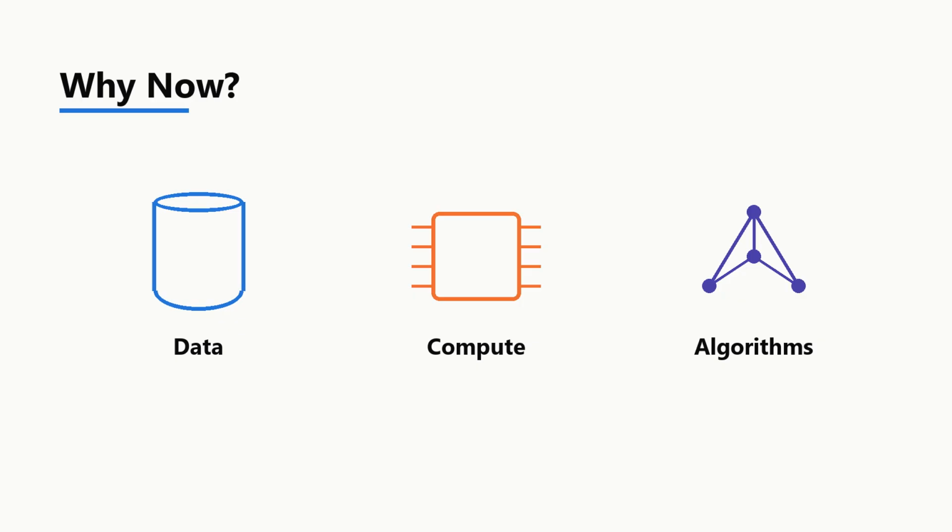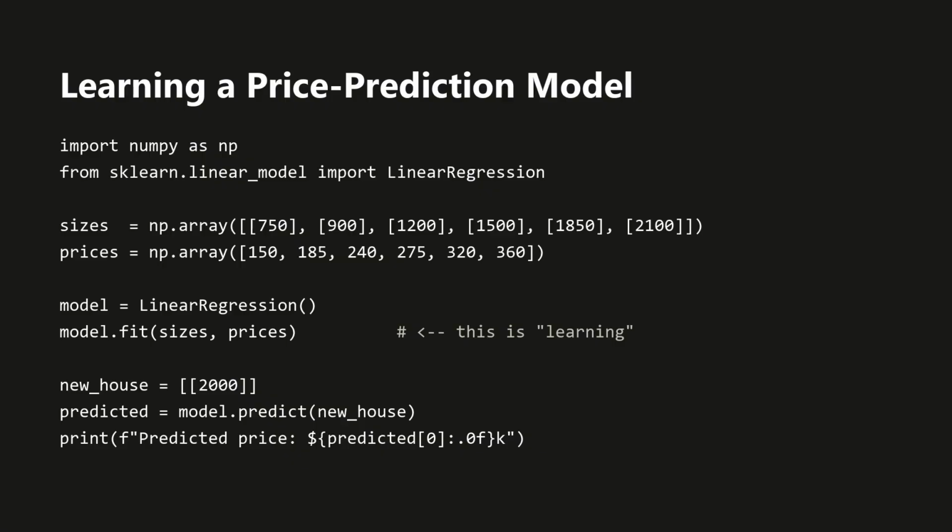Let's not just talk about this, let's see it. I'm going to show you, in about 10 lines of Python, a model learning that house price line I described a minute ago. You don't need to understand every line yet, that's what the rest of this course is for. I just want you to see that what I've been describing isn't abstract, it's a few lines of runnable code.